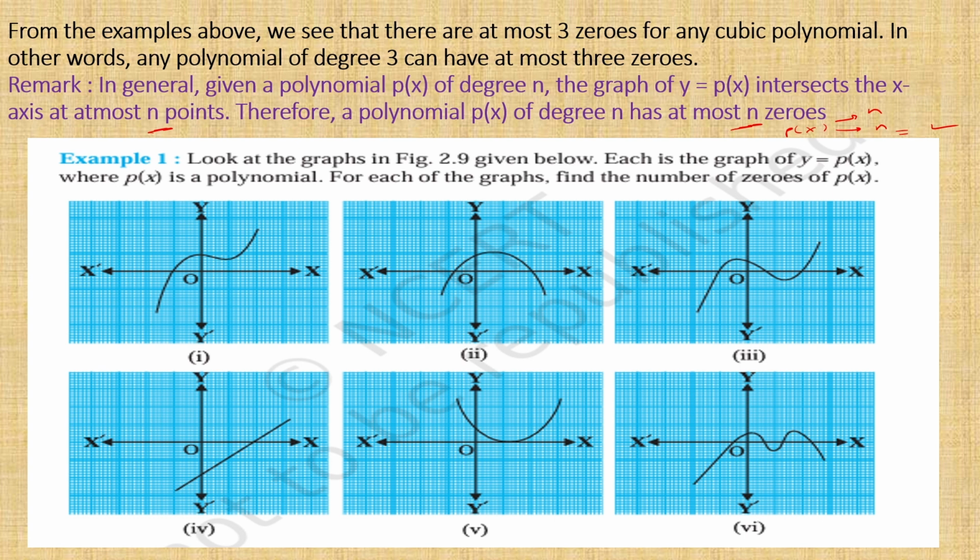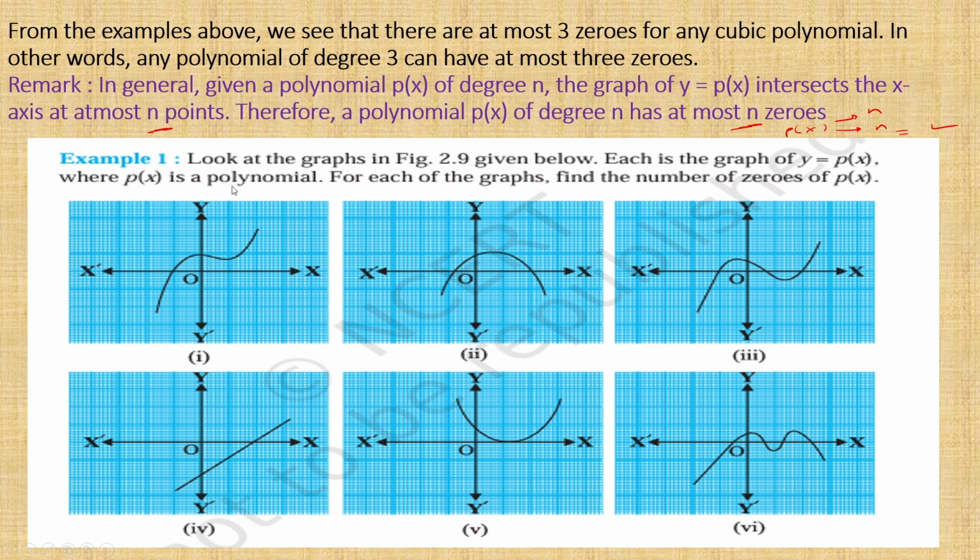So for linear we have degree 1, number of zeros 1. For quadratic we have degree 2, number of zeros 2. For cubic we have degree 3 and number of zeros 3. These are the maximum values.